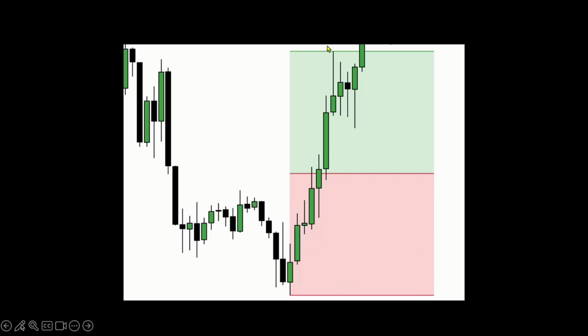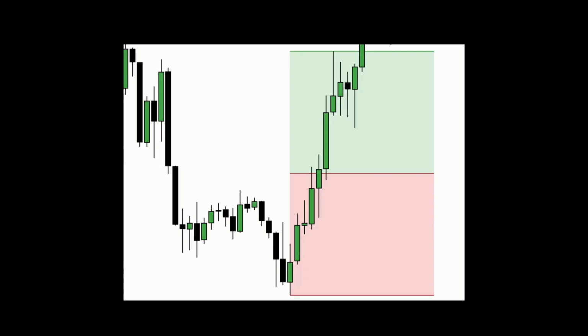Here we can see another example. Why does price not retrace into a discount before continuing higher? Why does it simply retrace into here and then expand higher? It's because this is not the way to define real DN ranges.